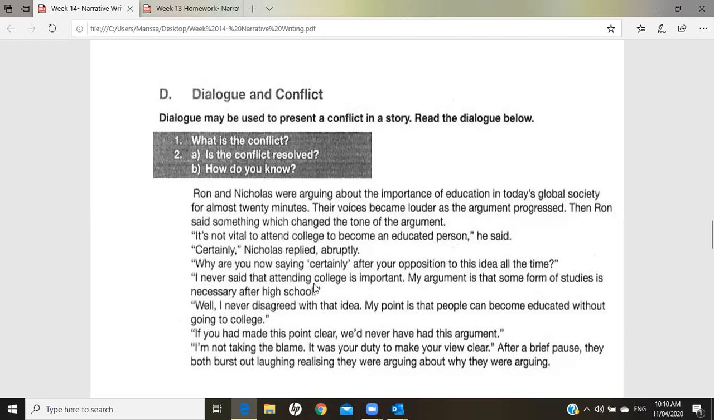"I never said that attending college is important. My argument is that some form of studies is necessary after high school." "Well, I never disagree with that idea. My point is that people can become educated without going to college." "If you had made this point clear, we'd never have this argument." "I'm not taking the blame. It was your duty to make your view clear." After a brief pause, they both burst out laughing, realizing they were arguing about why they were arguing.